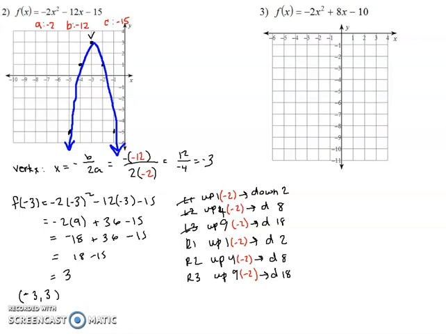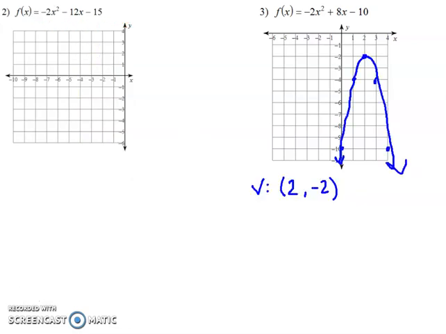All right, your turn. Go ahead and pause the video and try number 3 on your own. Your vertex should be 2, negative 2, and your graph should look something like the one I have shown.